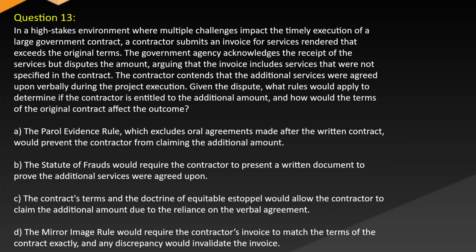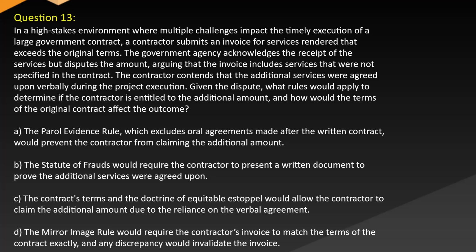Question 13. In a high-stakes environment where multiple challenges impact the timely execution of a large government contract, a contractor submits an invoice for services rendered that exceeds the original terms. The government agency acknowledges the receipt of the services but disputes the amount, arguing that the invoice includes services that were not specified in the contract. The contractor contends that the additional services were agreed upon during the project execution. Given the dispute, what rules would apply to determine if the contractor is entitled to the additional amount, and how would the terms of the original contract affect the outcome?